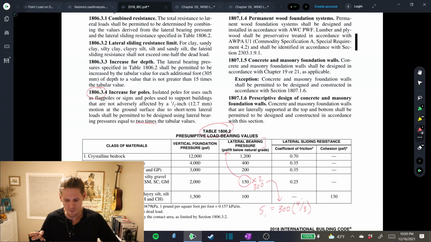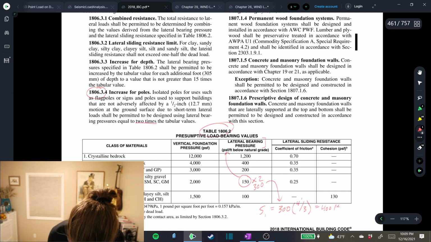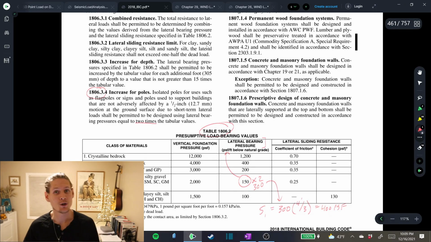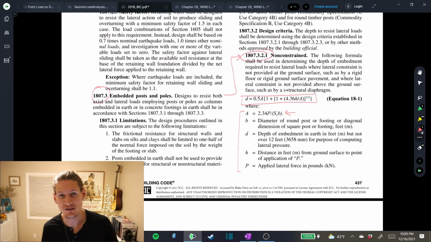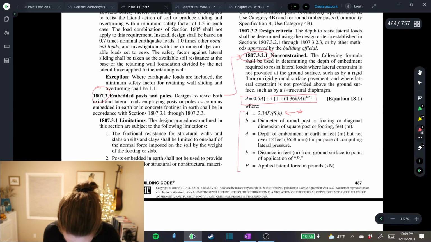So 4/3, multiplied by this value. That is equal to 400 PSF for S1. Phew, a lot to do there, I know, but we've done the hard one. From here, let's solve capital A, this sub-value equation.